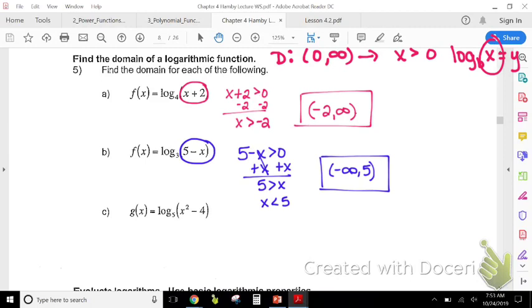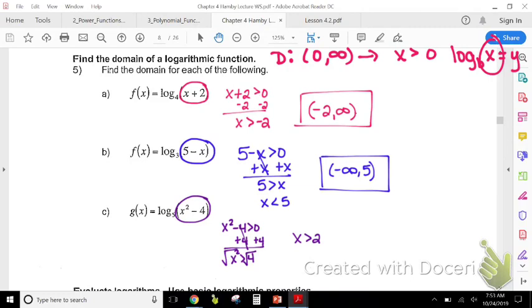All right, and so on C, what are we taking the logarithm of? All right, so we know x squared minus 4 has to be greater than 0. So x squared is greater than 4, but we got that square. What are we going to do? Square root it. It will change the sign on the negative one, okay? So you're going to get x is greater than 2.